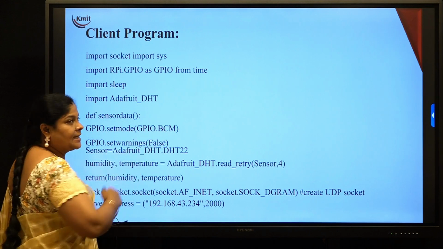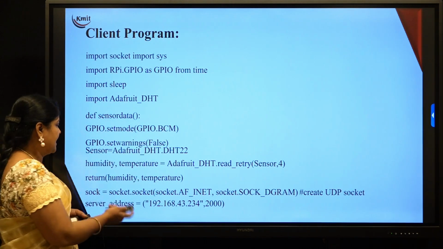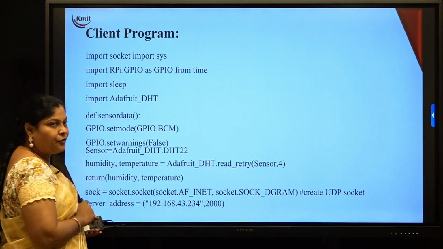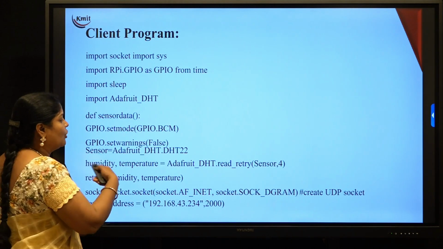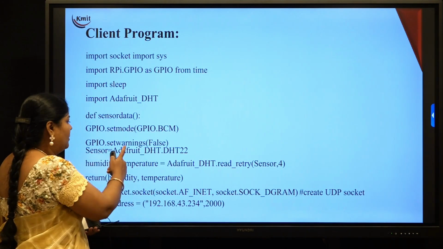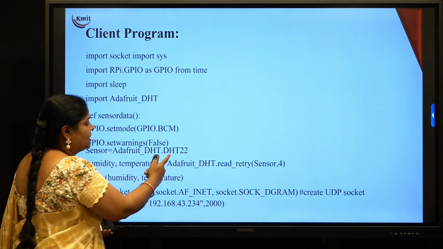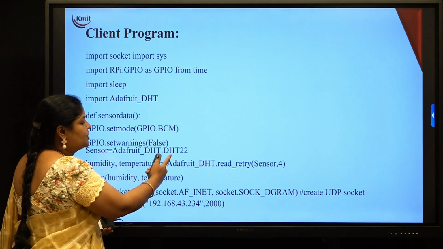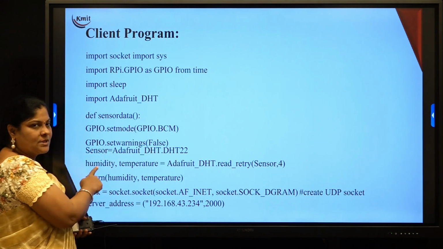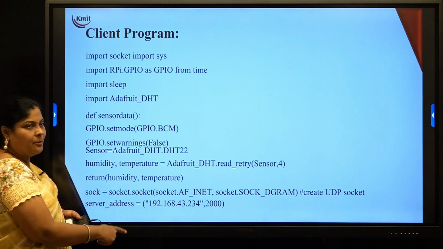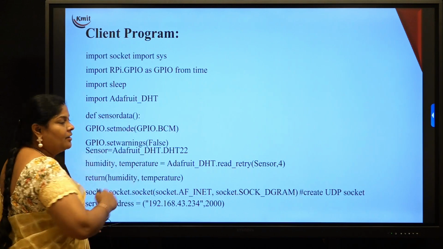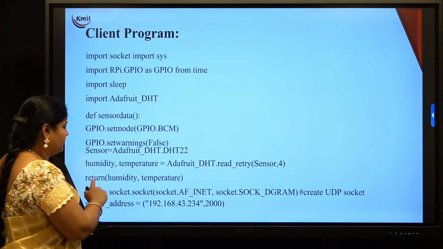GPIO.setmode, you are setting it to the BCM numbering scheme. GPIO.setwarnings False, in order not to get the warnings in the output window. Next, sensor is equal to Adafruit_DHT.DHT22. That means DHT22 is the sensor that I am using in this particular program. In order to identify that we are writing Adafruit_DHT.DHT22.